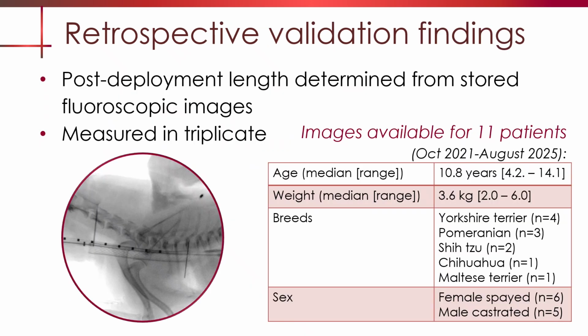This method was retrospectively validated using stored images collected immediately post-stent deployment. We used images from patients with a measuring catheter in the esophagus. This was used to calibrate length within the imaging system software and thereby determine in situ stent length. This was done in triplicate and averaged by one individual.